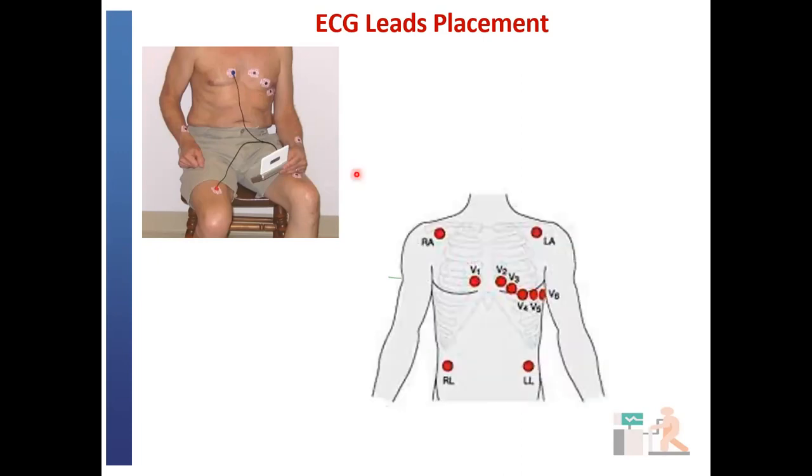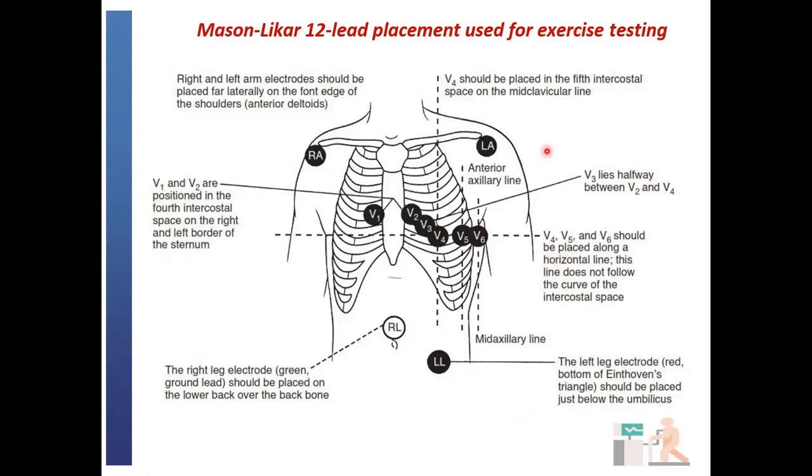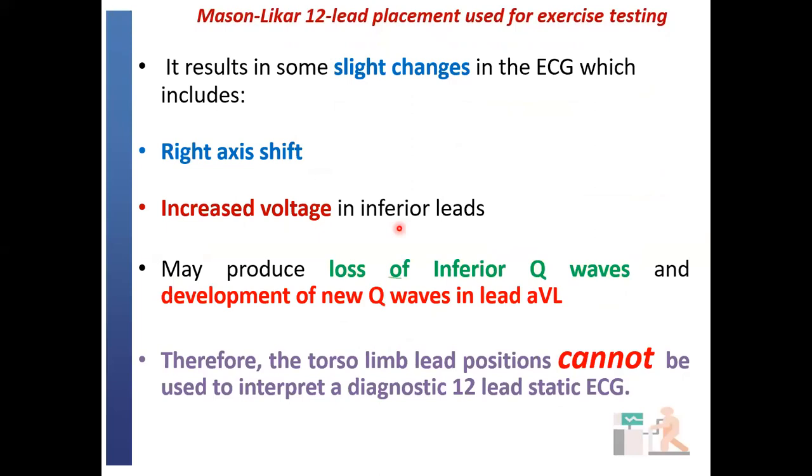So the best way to do this lead placement is like this, which I'm sure all of us are conversant with. It's called the Mason-Likar 12-lead placement. The leads on the right arm and the left arm are placed laterally on the front edge of the shoulders, that's the anterior deltoid, just below the clavicles, while the leg leads are at the anterior superior iliac spine, along the mid-clavicular line. The precordial electrodes are just the same as the way we do our normal ECG.